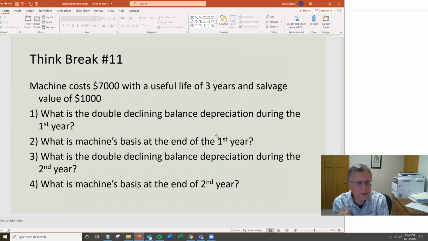So what we'll do here is another think break. I'll lay it out, and I would recommend pausing, working through it, and then I'll go through the answers. So you've got some simple machine that costs $7,000 with a useful life of 3 years and a salvage value of $1,000. Let's do the double declining balance depreciation during the first year. What is the basis at the end of the first year? What is the double declining balance depreciation during the second year? What is the basis at the end of the second year? So work that one through, and I'll go through it here.